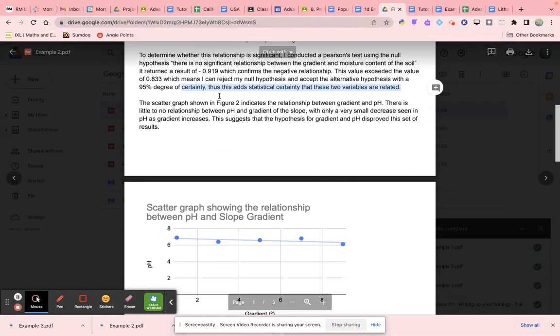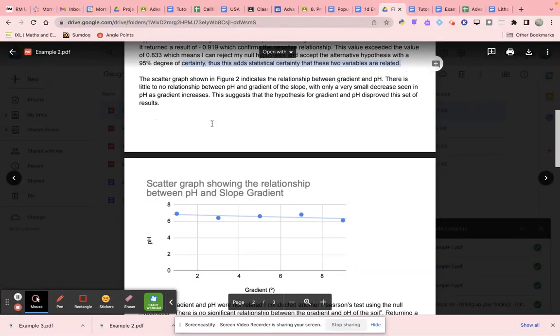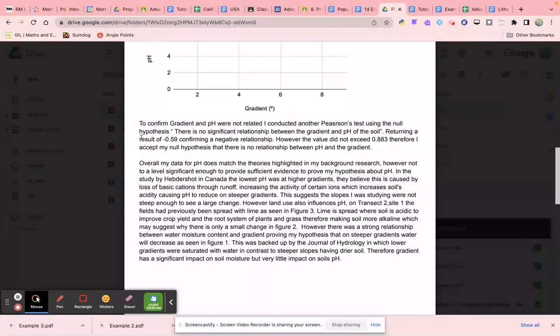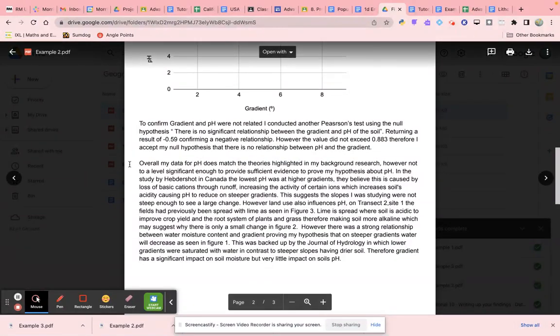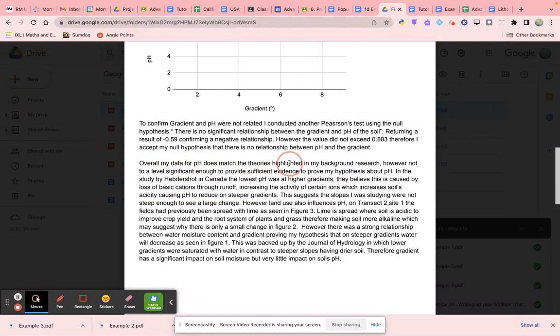They go on to talk a little bit about figure 2, another scatter graph. They do another statistical test. And then when we get to the end, they're telling me overall my data for pH does match the theories highlighted in my background research. However, not to the level significant enough to prove sufficient evidence to prove my hypothesis. So they're telling me the hypothesis isn't proven in relation to soil pH.